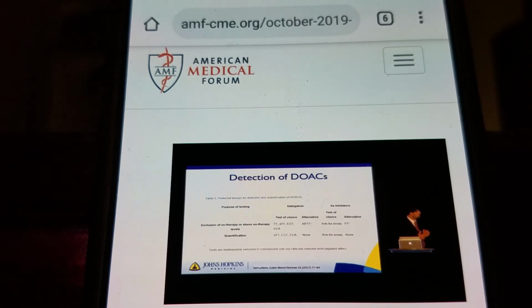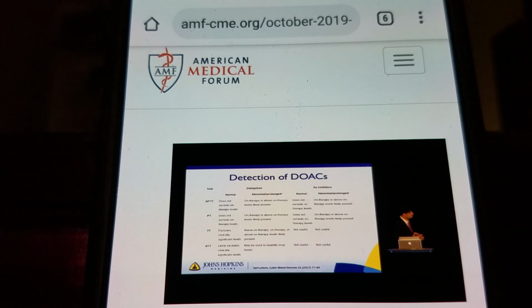For dabigatran, since it's a thrombin inhibitor, the thrombin time is extremely sensitive, but PTT is a reasonable, not so accurate alternative if the thrombin time is not available. So again, for dabigatran, thrombin time or PTT. For 10A inhibitors, on the other hand, you have to use a 10A assay, an anti-10A assay. The PT, the prothrombin time, is a reasonable but not so accurate alternative that is used instead. But a 10A assay is the much better test.